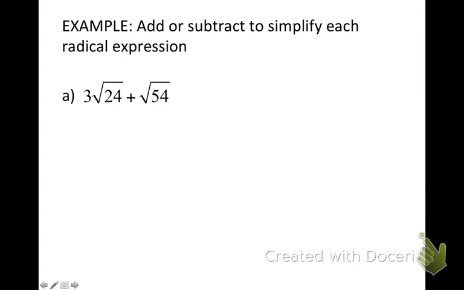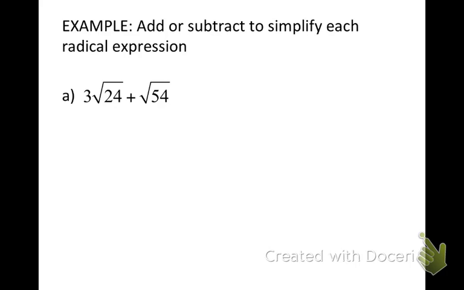So here is example number 1. We've got 3 times the square root of 24 plus the square root of 54. Right now, do I have the same index? Yeah, they're both square roots, aren't they? Index is a 2, index is a 2, so right now I do have the same index.